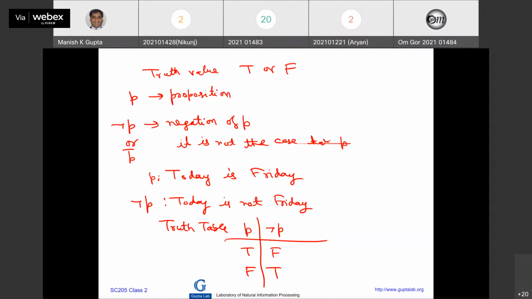A small problem. So show that P implies Q is the same thing as negation of Q implies negation of P. How will you show that? Truth tables. Very good. So just make the truth table and show that. Okay. Anyway, let me talk about a few more things here.